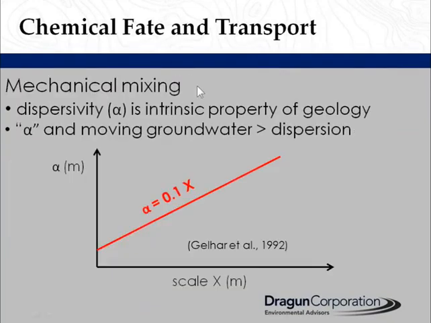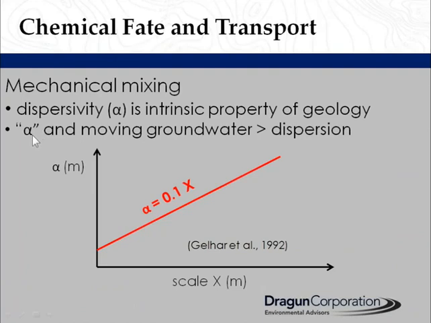In terms of mechanical mixing, an important property that we talk about is dispersivity. And it's an intrinsic property of the geology which affects how something will spread out. And in terms of, say, a soil, it depends on things like the grain size distribution, or are they all the same size or not, and so on.